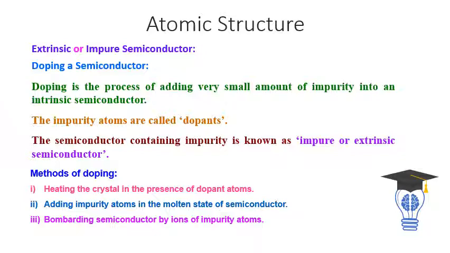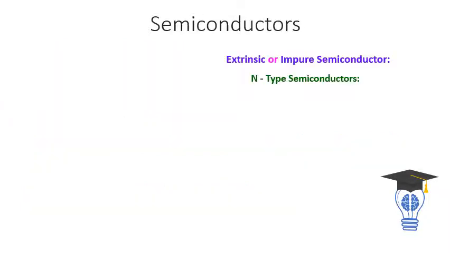In different methods we can do the doping, that is heating, or adding impurity in molten state, or bombardment of semiconductors by ions of impurity atoms. There are many methods through which we can do the doping. Let us see the process of doping.